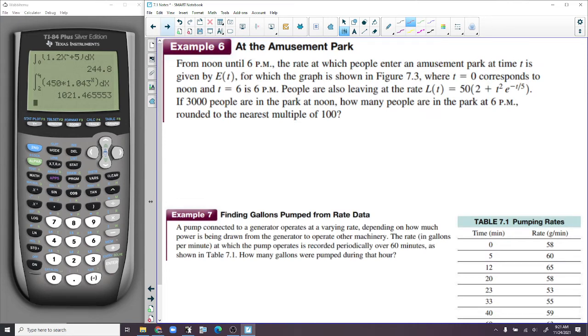From noon until 6, the rate at which people enter an amusement park at time t is given by E of t. So E of t is enter. And I would write that nice and big when you do these story problems so that you don't have to keep reading through the problem, because you'll want to know how much entered and how much left. And L is left, so that's good. For which the graph is shown.